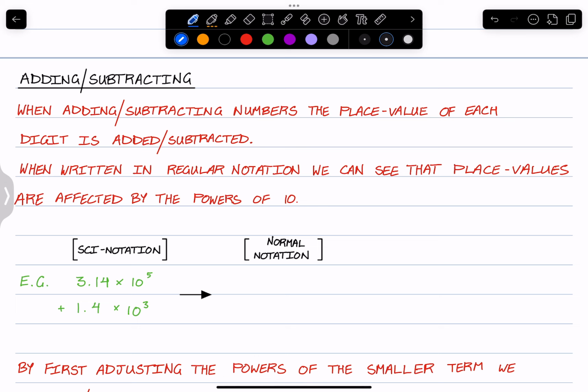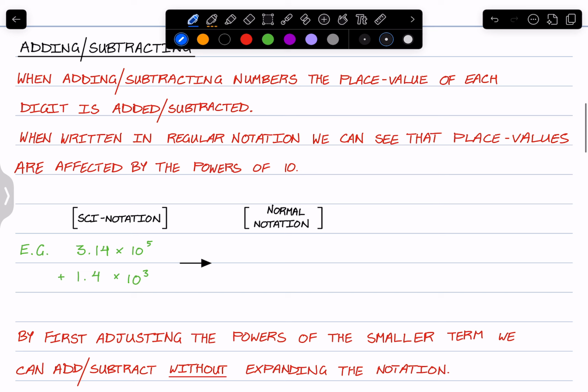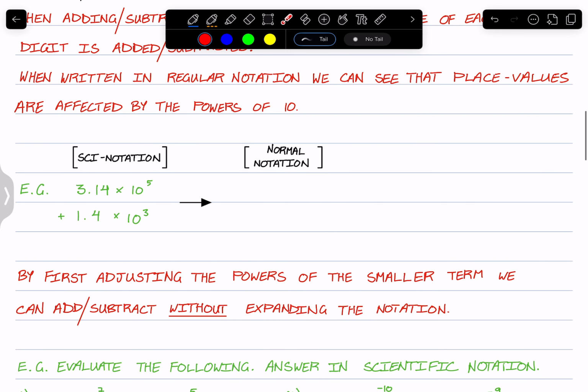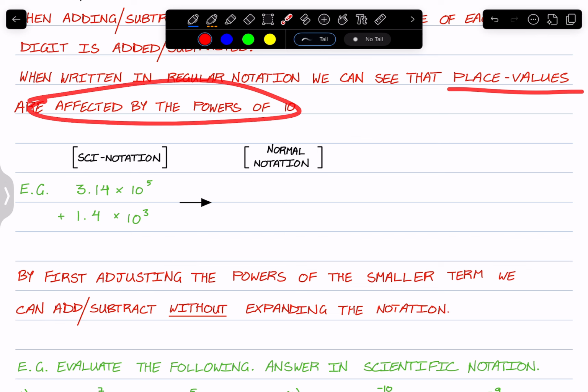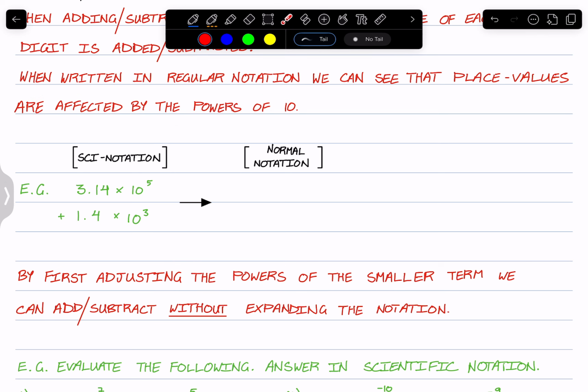Hello class, this is a video tutorial on adding and subtracting with scientific notation. So when adding or subtracting numbers, the place value of each digit is simply added or subtracted. When written in regular notation, we can see that the place values are heavily affected by the powers of 10.